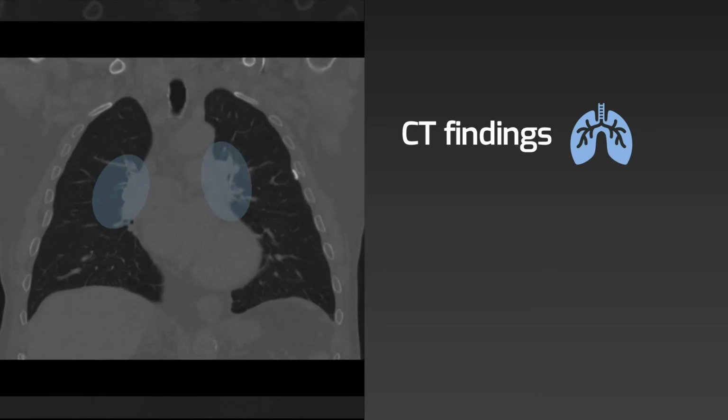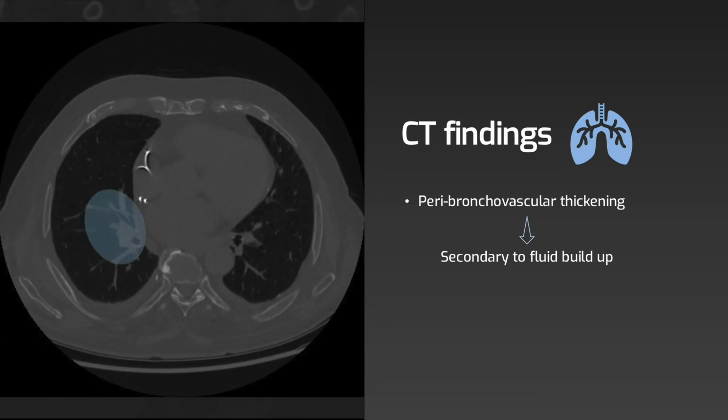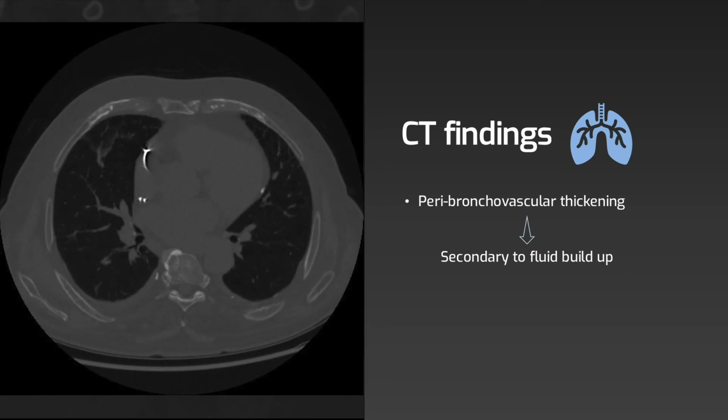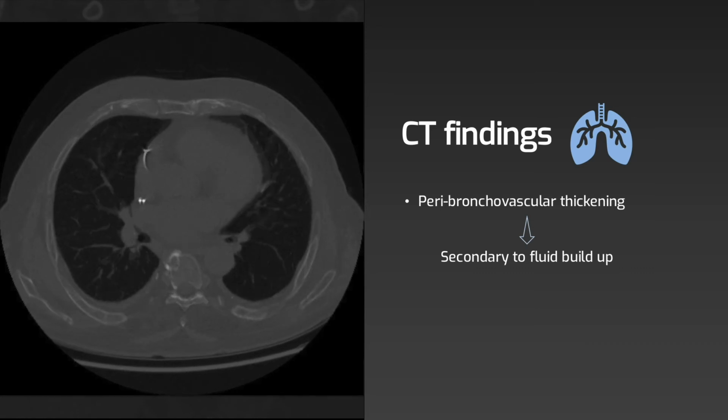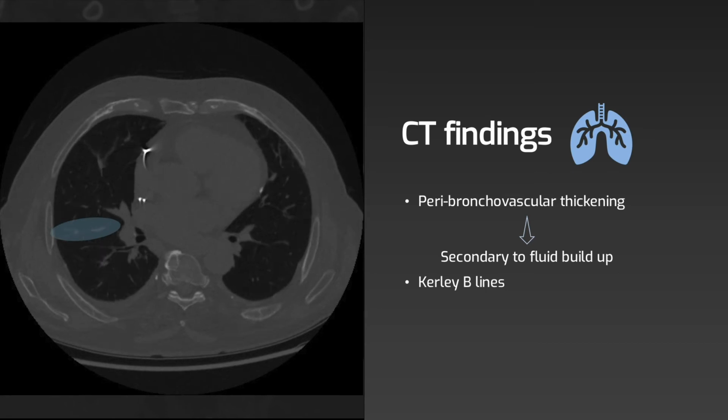responsible for the predominant perihilar peribronchovascular haziness that is due to the smooth peribronchovascular thickening secondary to fluid buildup. We can see it again here, the peribronchovascular thickening along the fissures. There is also fluid buildup which corresponds to these small Kerley B lines towards the peripheral lung surface.